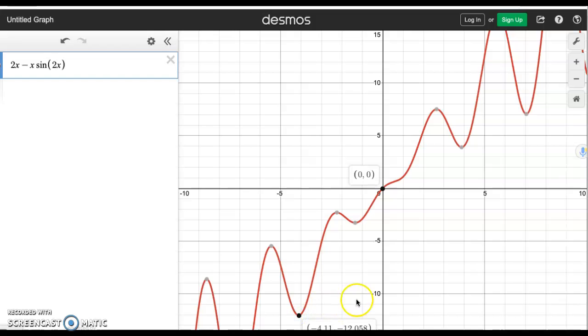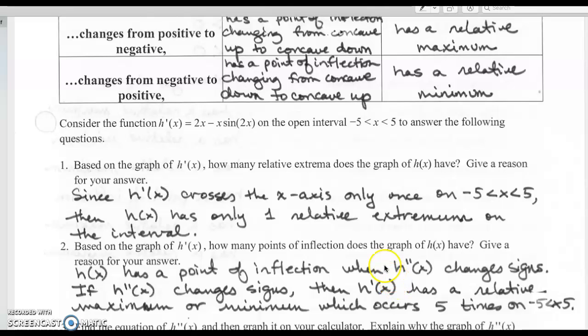Crosses right here. You can't really see what the x value is. 1, 2, 3. This is not a min or max, it just crosses the x-axis. 4, 5. So I counted 5 relative extrema, which is why we have 5 points of inflection. Oops, I can't highlight, I guess.